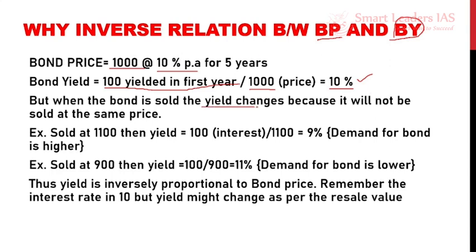Why is the yield changing? The yield is changing because a bond holder will not remain the same. If the person who bought it at 1000 rupees does not sell it to anyone else throughout its tenure, then we can understand that the bond yield will also be 10%. But he is going to sell it to someone else. So when he is selling, let's assume it is sold at 1100.